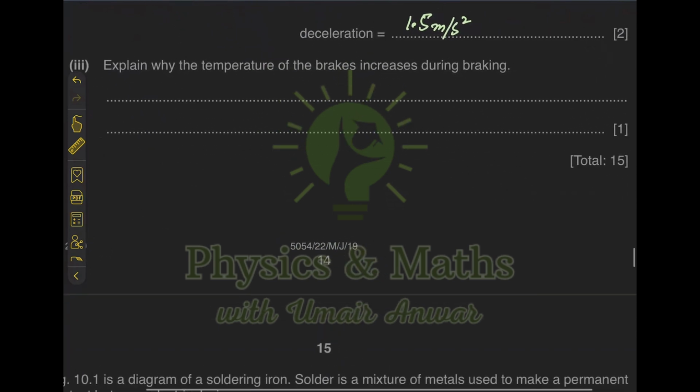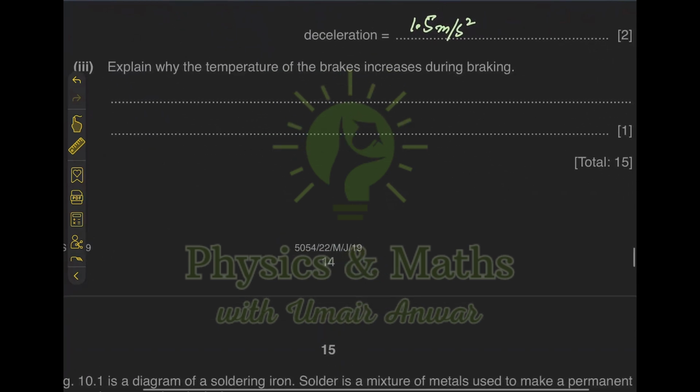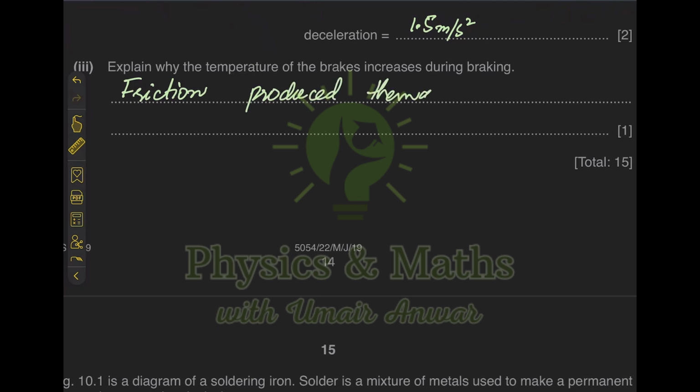Explain why the temperature of the brakes increases during the braking. During the braking, there is a rubbing of two surfaces together and there is friction between the two surfaces. So the energy is converted to thermal energy. So I'm writing: the friction produces thermal energy. That is why there is the temperature change in the brakes.